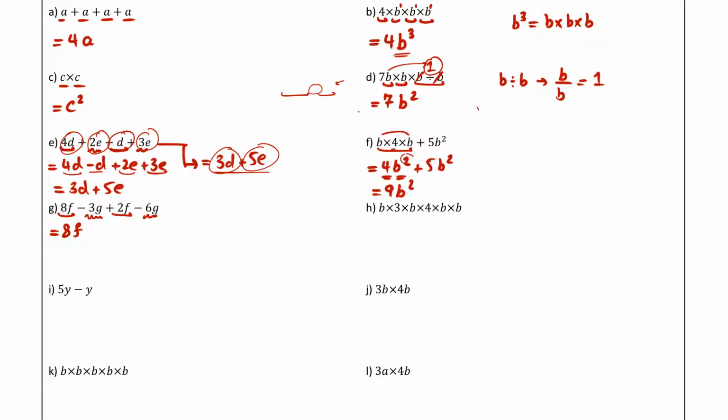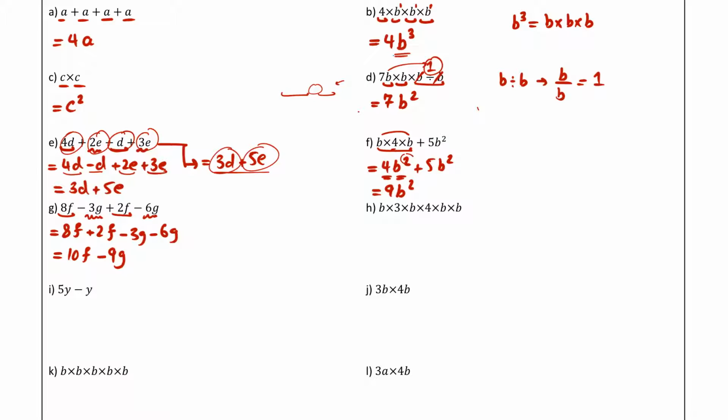I get 8f plus 2f minus 3g minus 6g, and now I'm adding apples and oranges. I have 8 apples plus 2 apples giving me 10 apples in total, and I have negative 3 oranges minus another 6 oranges giving me a total of negative 9 oranges.